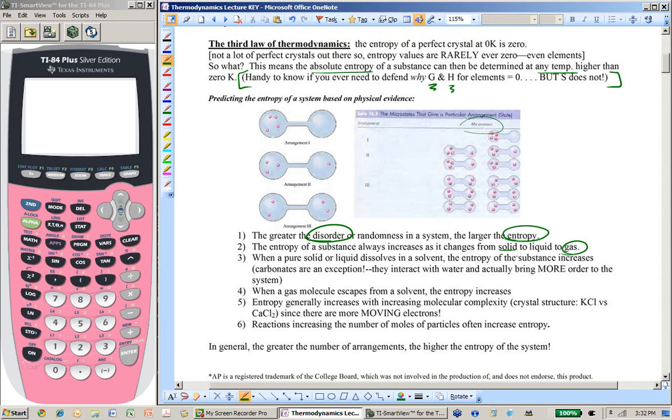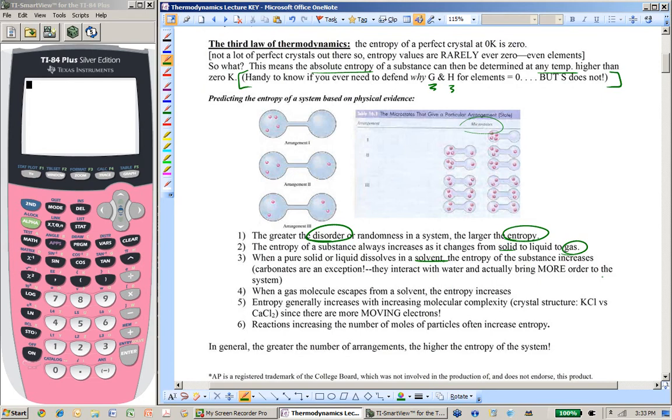So when a pure solid or liquid dissolves in a solvent, this is where it gets a little tricky. Normally the entropy of the substance increases because you went from a rigid solid crystal, like in an ionic form, to free-floating charged ions that can actually conduct an electric current. That's why we call them electrolytes.